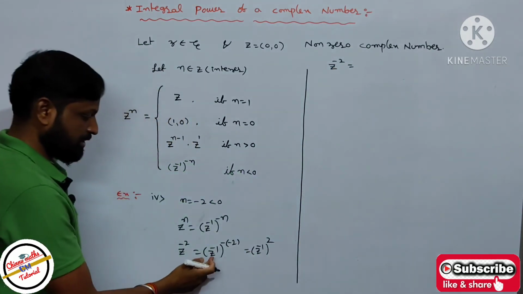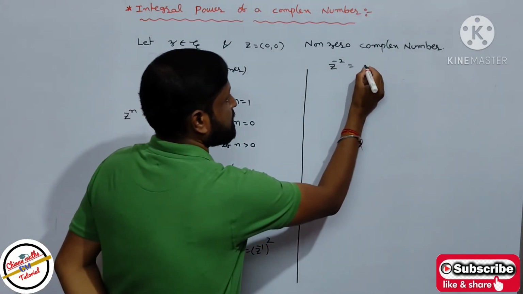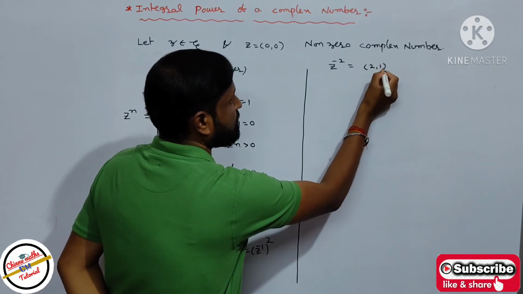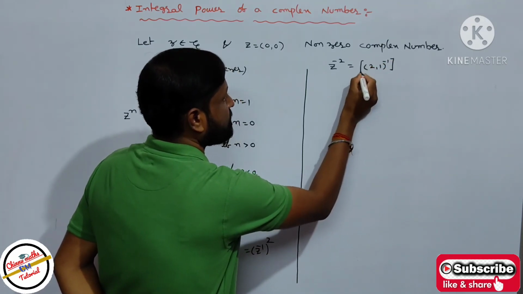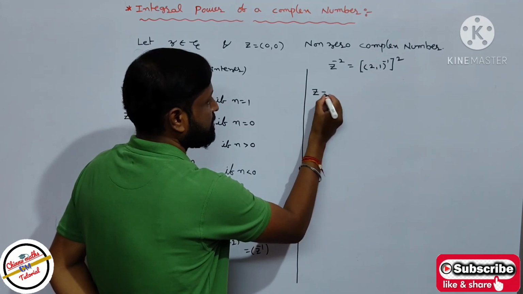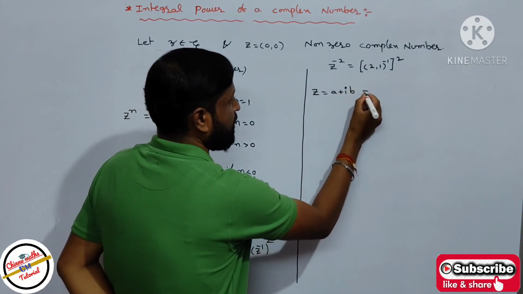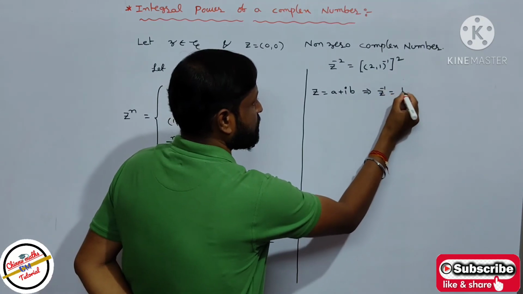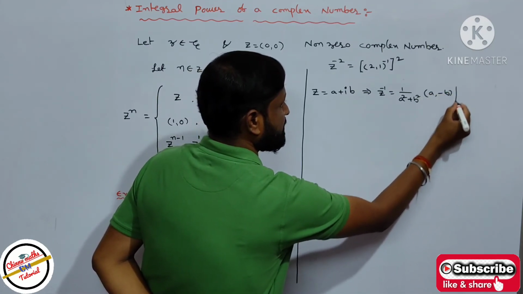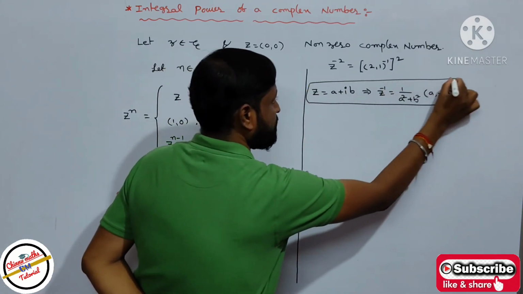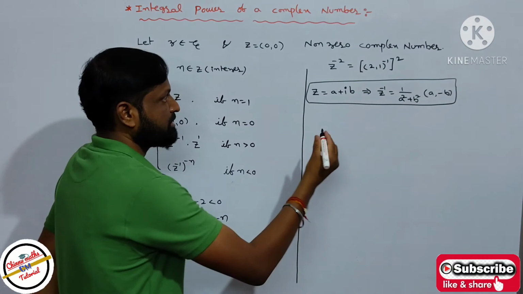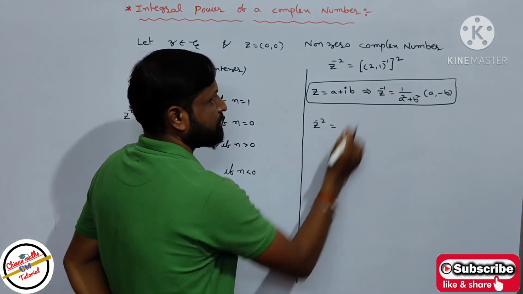Next, z power of minus 2 equals z inverse. Z inverse means, what is the complex number z? 2 comma 1, whole inverse to the power of 2. Okay, let's see. Suppose the complex number z equals a plus ib, which implies z inverse equals 1 by a square plus b square, into a comma minus b. It is the formula for z inverse. Z inverse is called the multiplicative inverse. Okay, next, z power of minus 2 with z equal to 2 comma 1.